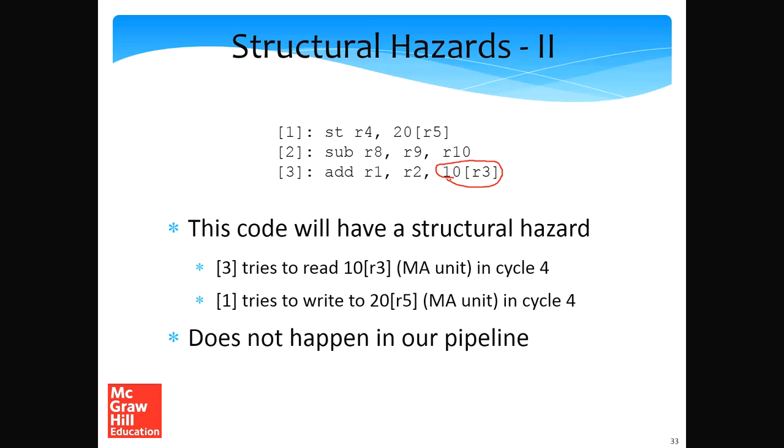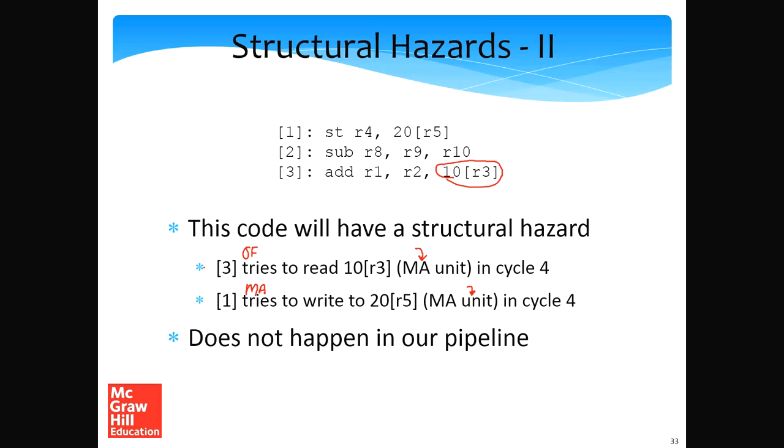Here one of the operands is a memory operand, and that's going to be the second source operand. The reason this code will have a structural hazard is as follows: in cycle number 4, instruction 3 will be in its OF stage. It will try to read the operand 10(R3) from memory, so it will access the memory access unit. Similarly, in cycle number 4, the store instruction will also be in its MA stage. It will try to access the MA unit in cycle 4. And if the MA unit can process only one instruction per cycle, then clearly there is a conflict between instructions 1 and 3. This is called a structural hazard.